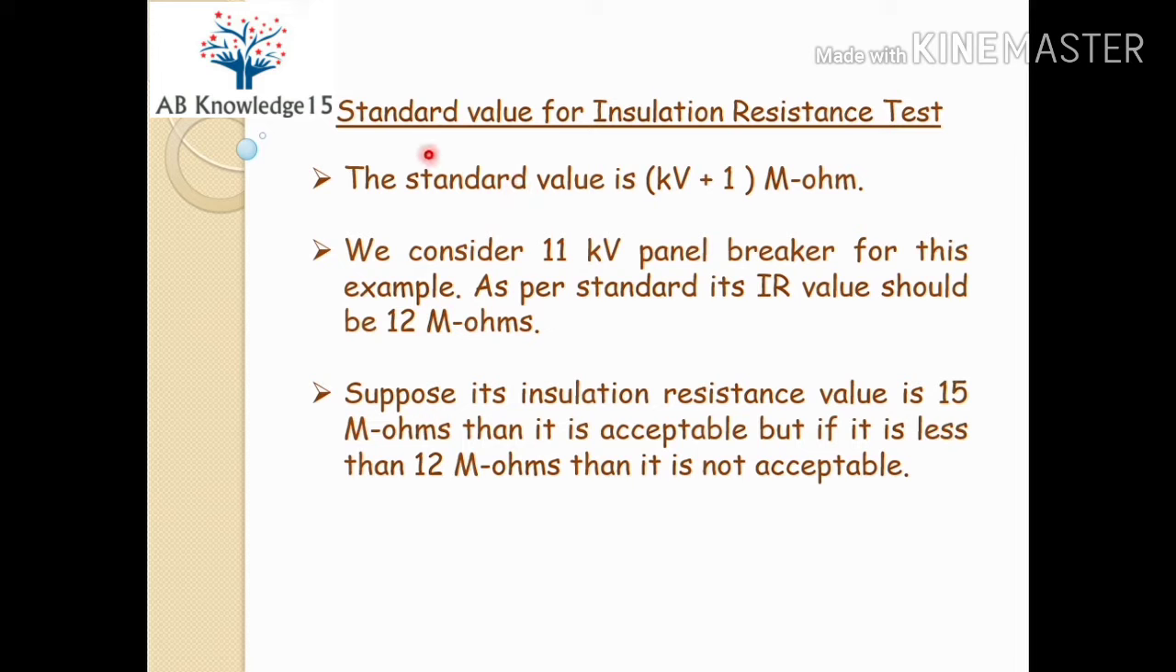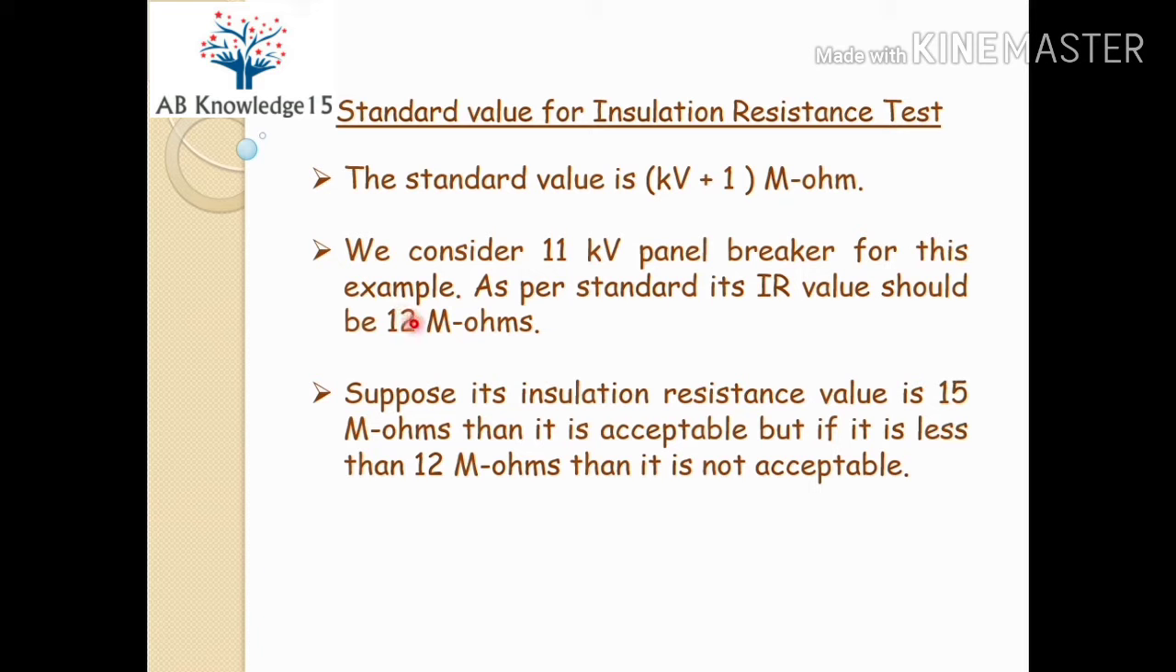Now talking about the standard value for the insulation resistance test. The standard value is kV plus 1 mega ohm. Here the kV is the voltage rating of the equipment. Suppose we consider an 11 kV panel breaker for this example. As per standard, its IR value should be at least 12 mega ohms. For 11 kV, you put 11 plus 1, so it becomes 12.